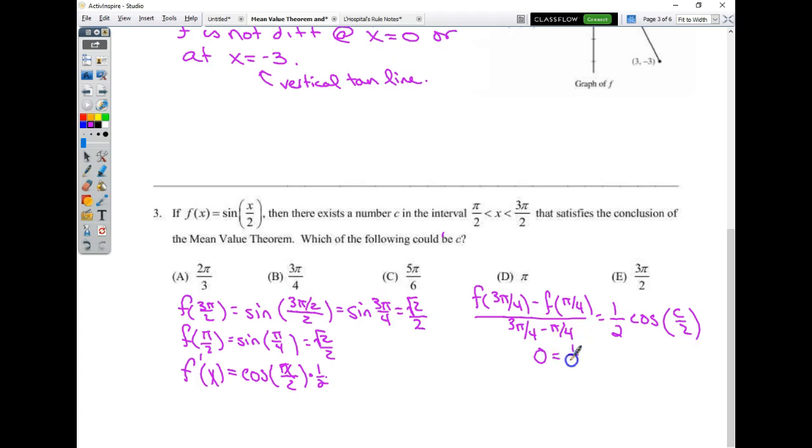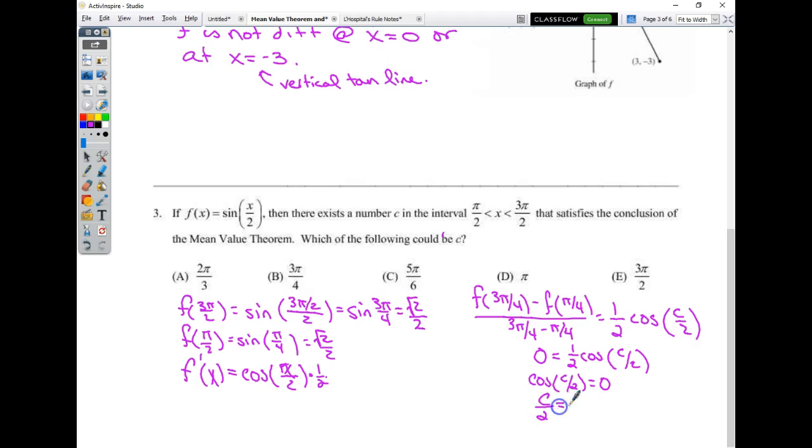So that equals 1/2 the cosine of c/2. Remember, I changed the x to a c because I'm looking at a specific value. I multiply the 2 over, and I want to know when the cosine of c/2 is 0. Now this is maybe a little more complicated than what we're used to, so here's what I do. I don't think of cosine of c/2. What I do is I think, when is cosine 0?